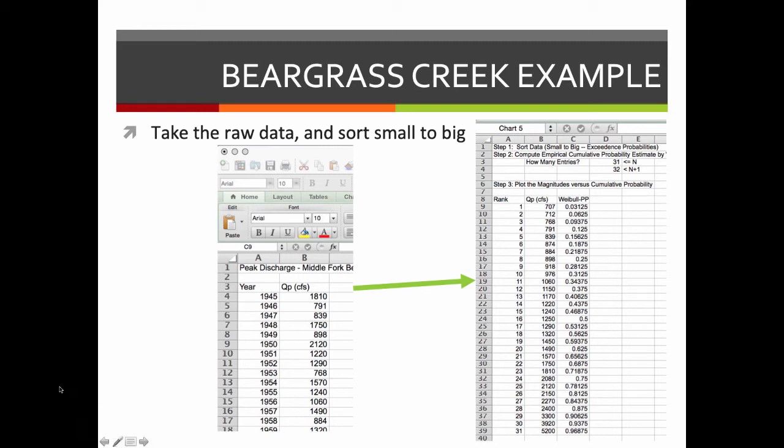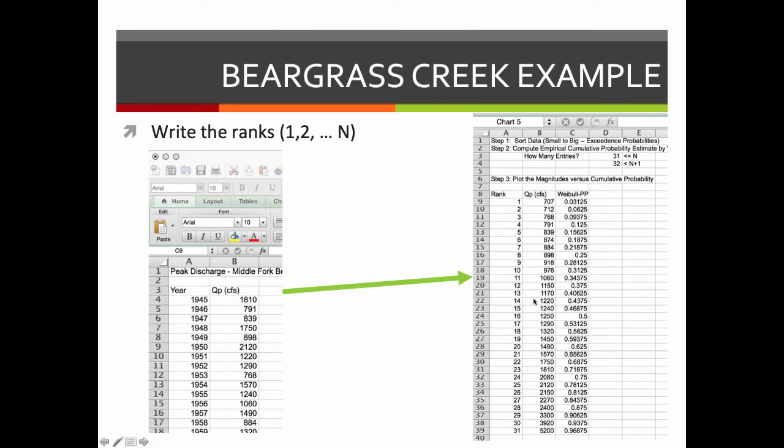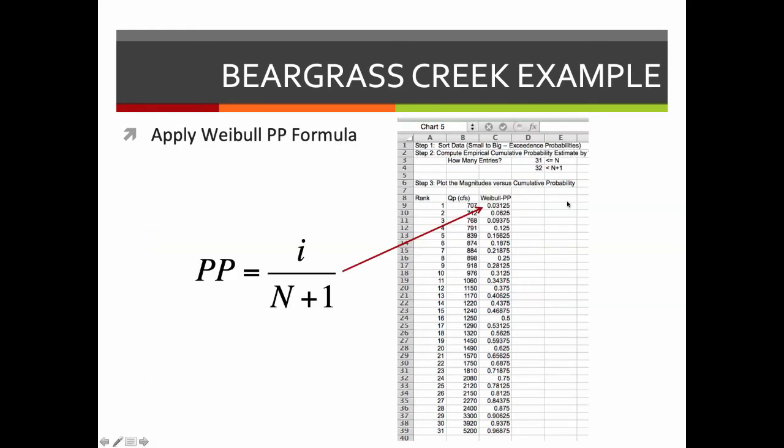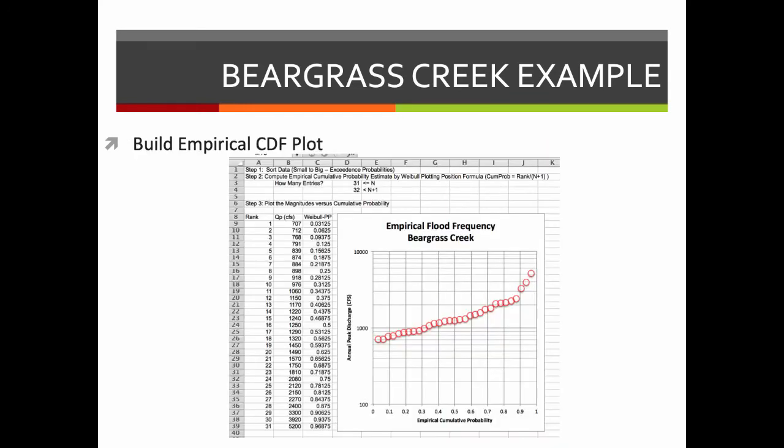So suppose we have this set of observations right here, discharge and years. We can rank those from small to big, compute the Weibull plotting position according to the Weibull formula, and now we have these three columns: rank, discharge, Weibull plotting position. The year is now, it's technically lost, although you can carry along the year for other purposes. Then we write the ranks, apply the plotting position formula, and build a cumulative density plot.